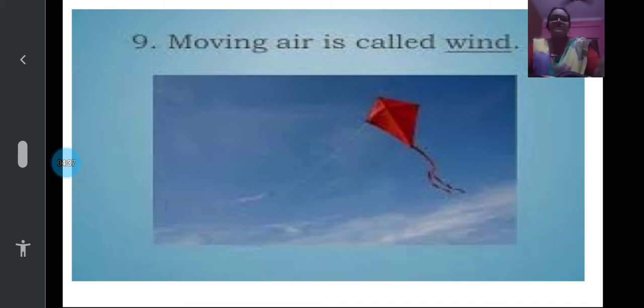Yes, and you can see the kite is flying, because moving air will move the things. Moving air will move the things also. That is how the kite is flying, with the help of the moving air. So moving air is called the wind. And one more thing is, air can move different things which are light.